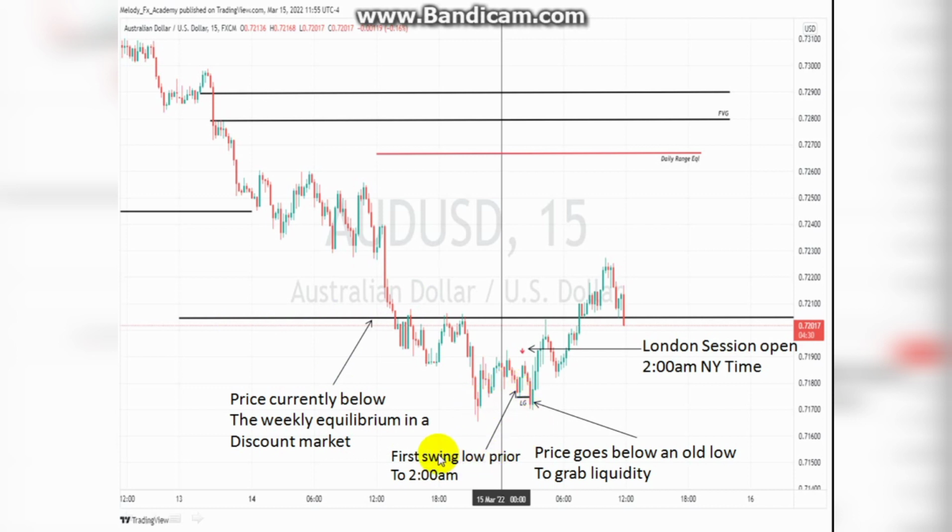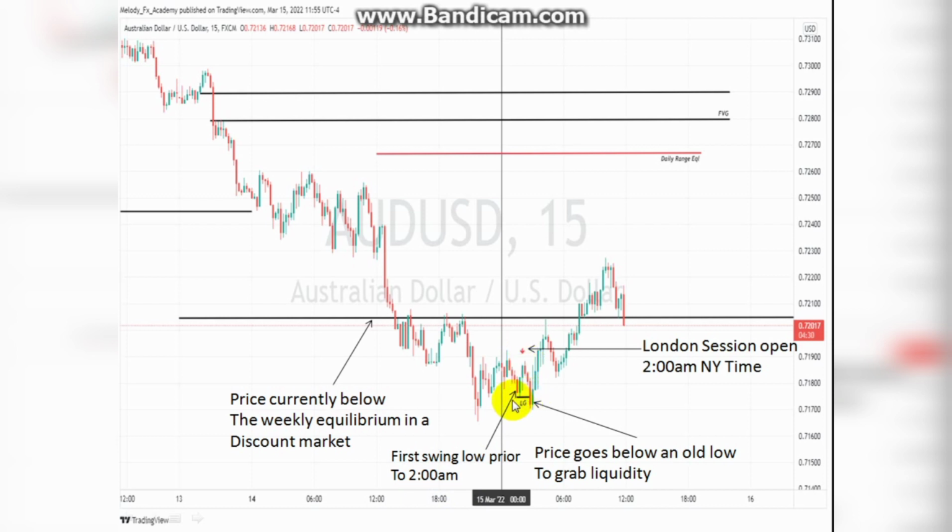Now what we have here is the first swing low, the first swing low prior to 2 o'clock a.m., which is the London session opening. That is what this tiny arrow is pointing at, the candle that opened up the 2 o'clock a.m. London session.